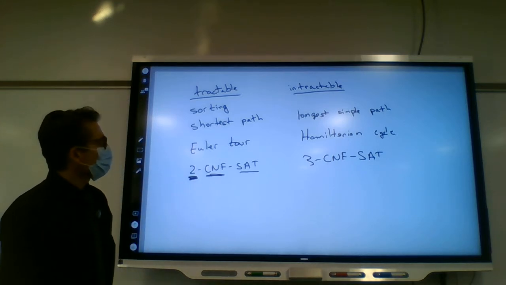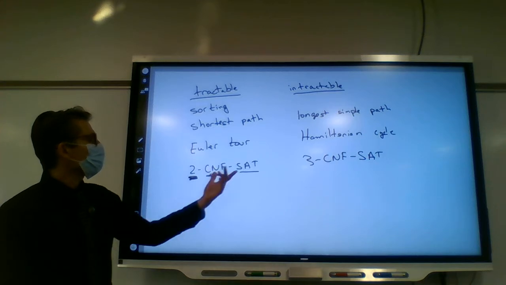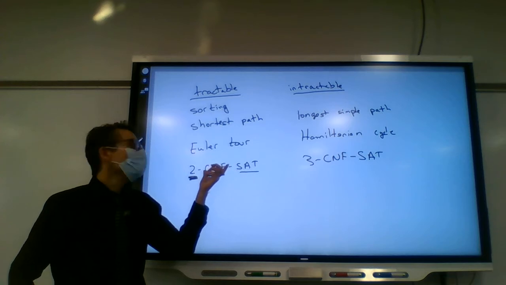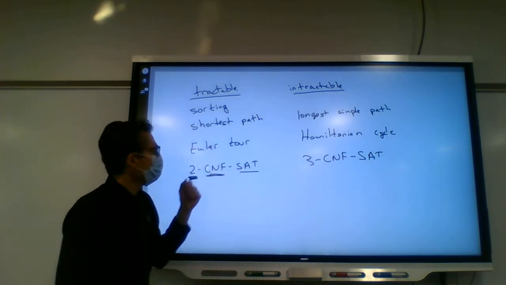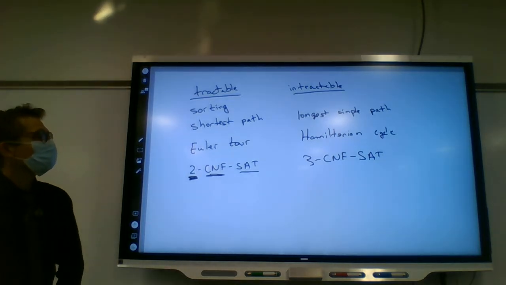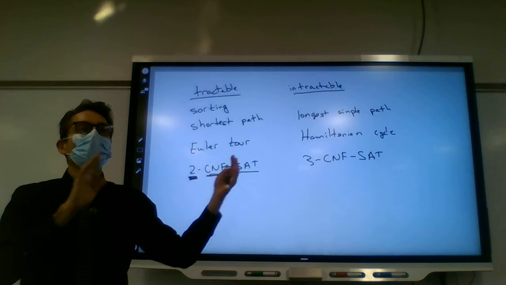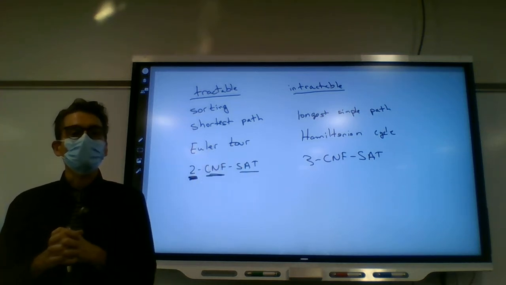The difference between 2SAT, or 2CNF SAT, and 3CNF SAT is just the number of terms. You add the one extra term in every set of parentheses, and suddenly the problem becomes very, very difficult to solve.